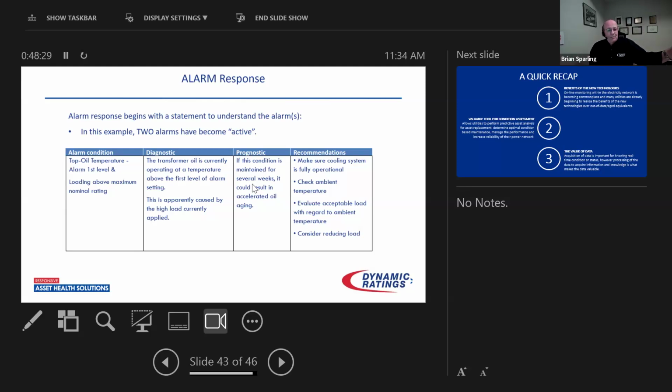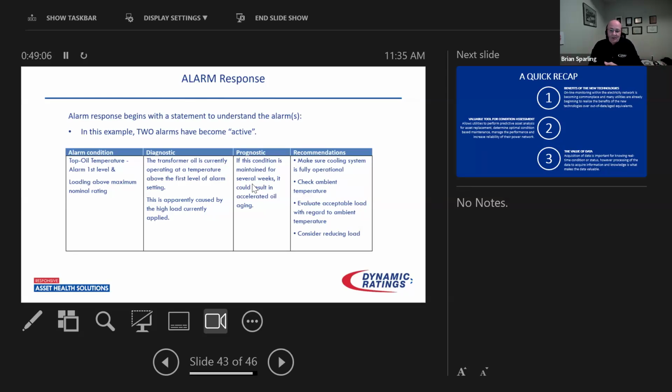You have a top oil temperature alarm and loading. It's gone above the nominal rating of the transformer. The diagnostic is the transformer oil is currently operating at a temperature higher than the first level of alarm, and generally speaking, you have two levels of alarm. It's apparently caused by the high load currently applied. That's the diagnostic. Prognostic: what's going to happen if you choose to ignore this? If this condition is maintained for several weeks, it could result in accelerated oil aging. That's the prognostic if you just leave it.